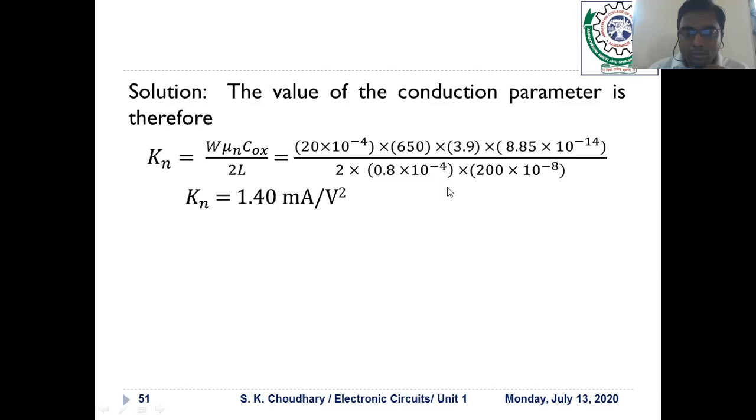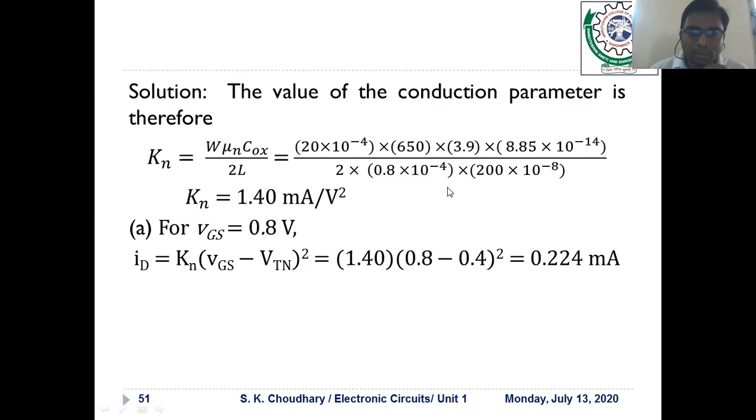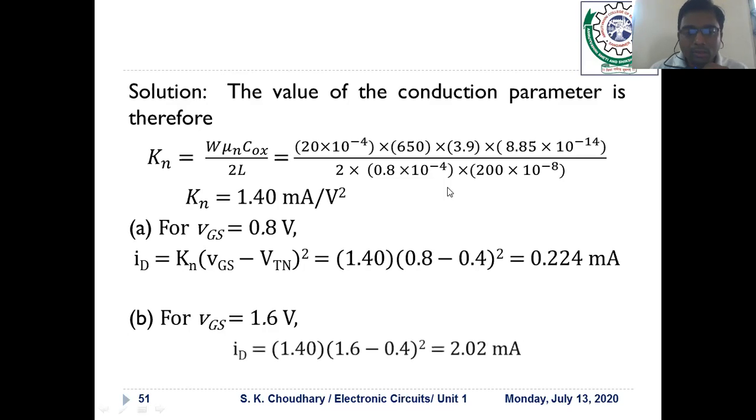Once the conduction parameter is defined, it is very easy to find ID, because we know the formula: ID is equal to Kn times VGS minus VTN, whole square. VTN is already given, VGS is also given in the question, and once you have found Kn, you can easily find ID. So for VGS equal to 0.8 volt, ID would be 0.224 milliampere from the calculation. Second, when VGS is equal to 1.6 volt, ID would become 2.02 milliampere. So these are the answers for the questions that I previously gave you.